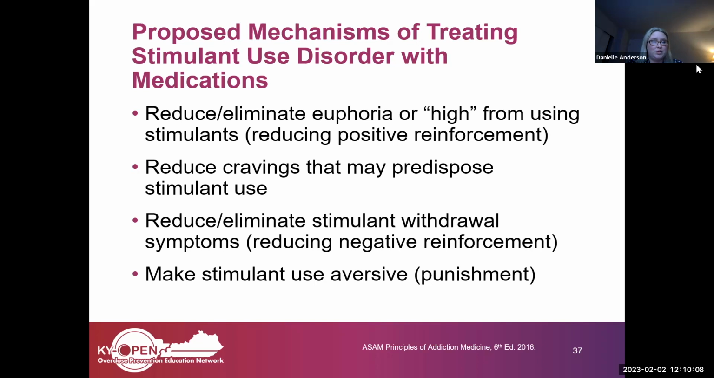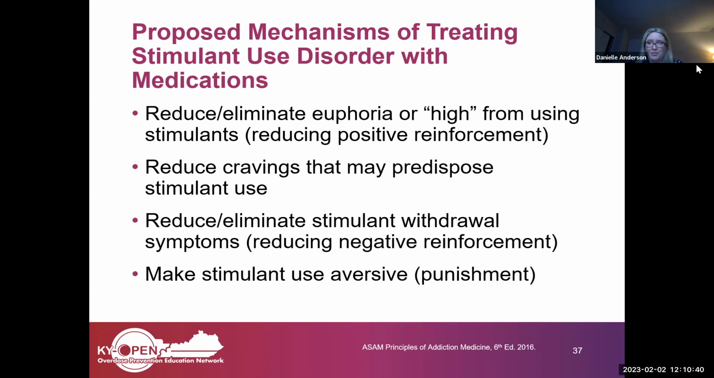Another mechanism could be to reduce cravings that may predispose stimulant use, which is something that we see with buprenorphine for opioid use disorder. We reduce the cravings. Another mechanism is to reduce or eliminate stimulant withdrawal symptoms, and then we reduce our negative reinforcement. So when a person begins to have withdrawal symptoms after cessation of methamphetamine, the negative effects of withdrawal drive the person to use again to avoid feeling badly and stop the withdrawal.